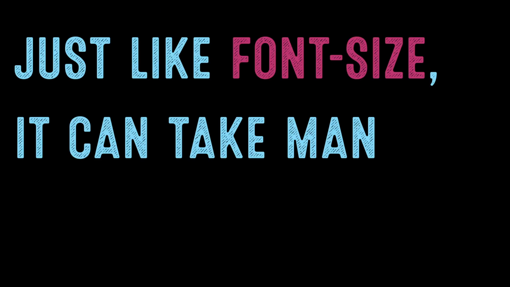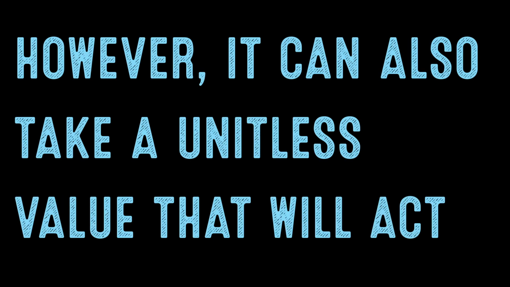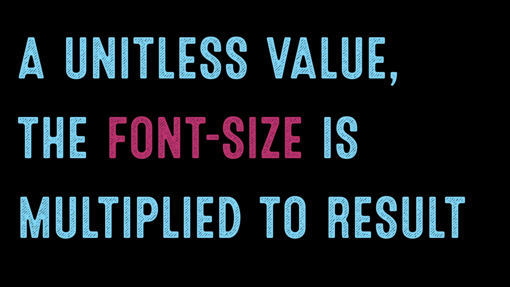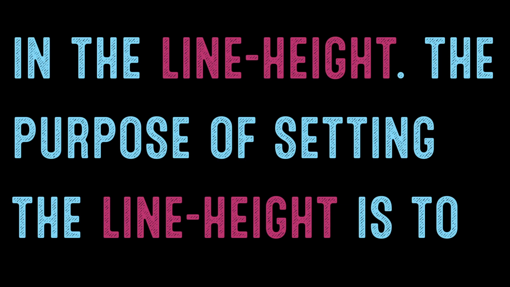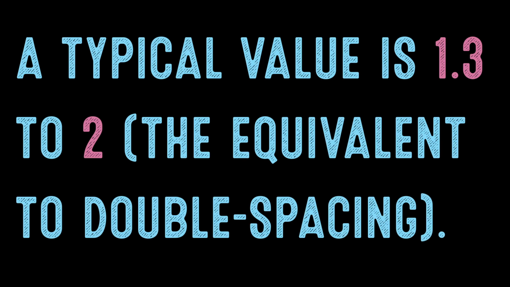Just like font size, it can take many length and size units. However, it can also take a unitless value that will act as a multiplier and is often the best option. By using a unitless value, the font size is multiplied to result in the line height. The purpose of setting the line height is to space apart the lines of text to make them easier to read. A typical value is 1.3 to 2, the equivalent to double spacing.